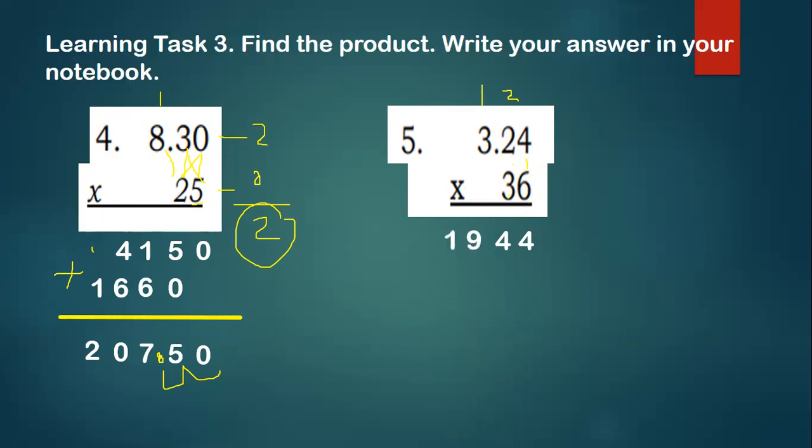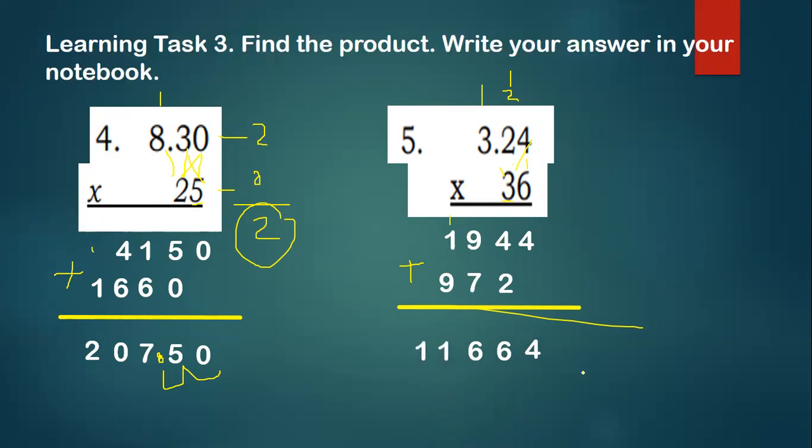And then next tayo. 3 times 4. Okay, that is 12. So 2, carry 1, and then 3 times 2, that is 6 plus 1, so that is 7. And then 3 times 3, and that is 9. Okay, and then let us add the partial products lang. Okay, so 4, 6, 9 plus 7 is 6, carry 1. 1 plus 1 plus 9, and that is 11.